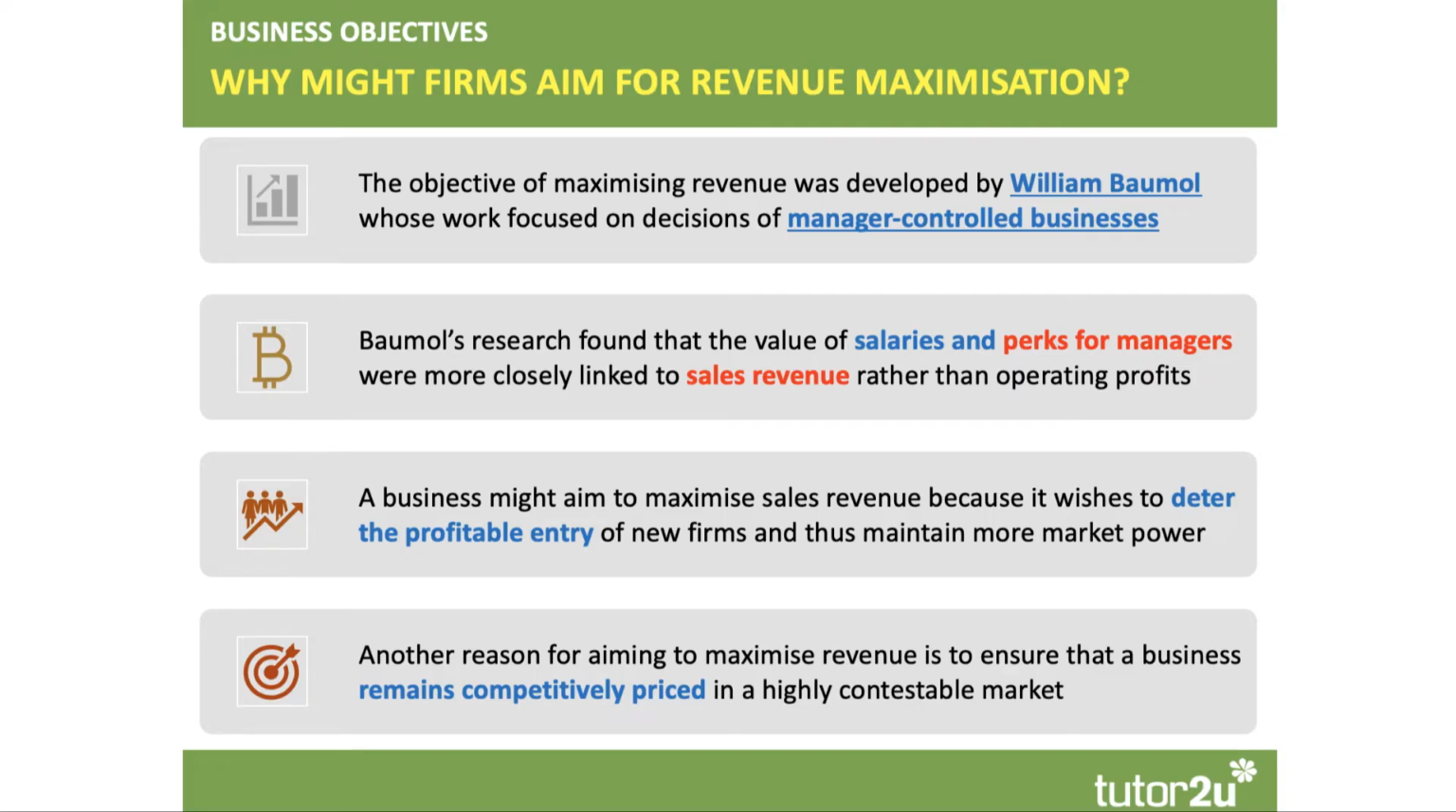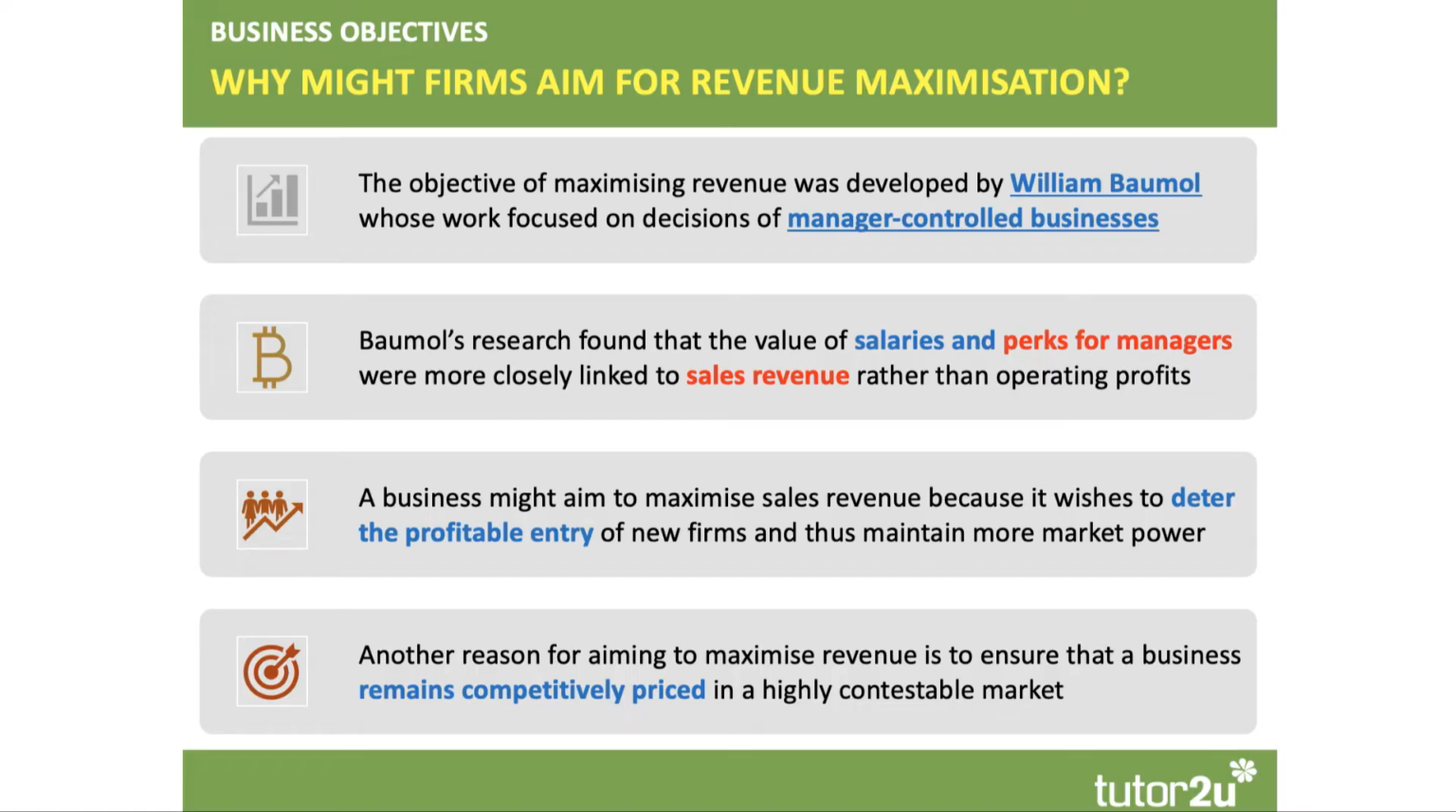Why might firms aim for revenue maximization? Well, some economists, including a very famous economist called Baumol, argued that a lot of businesses are owned by shareholders but run by managers. They control the business, appointed by shareholders to run the business on a day-to-day basis. And Baumol's research found that things like salaries and bonuses and perks for managers were often closely linked to sales revenue rather than the top level of operating profits. So that was a managerial explanation for this.